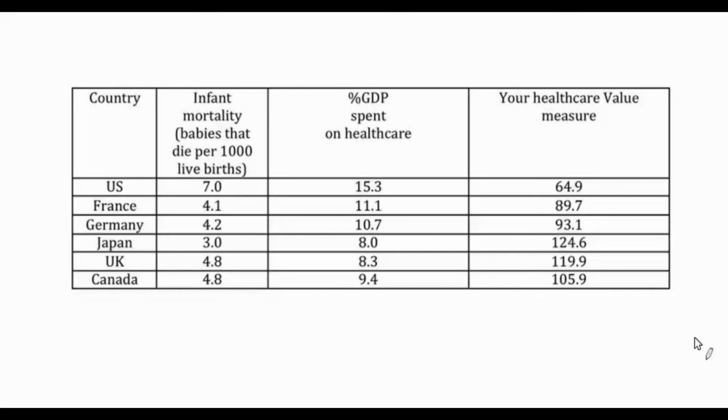Now Part B wants you to examine the table and see which country has the best healthcare value and which has the worst. Well, let's look which one has the highest healthcare value. It would be 124.6, which is Japan. So Japan, by this metric, has the highest healthcare value. What's the lowest? Well, let's look down. And the lowest here is 64.9, which happens to be the United States. So the United States has the lowest healthcare value of all the countries listed in this table. And that's the answer to Part B.